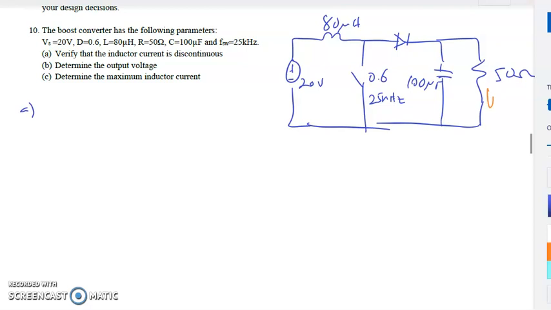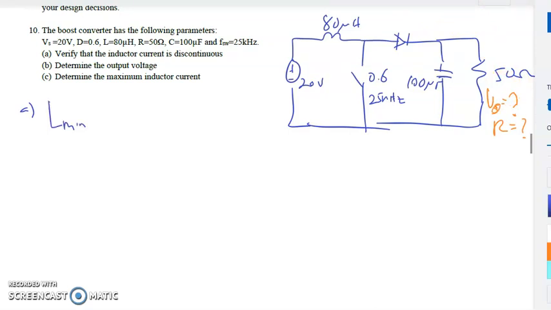So verify that the inductor current is discontinuous. We want to check whether the inductor given here is enough to provide the continuous mode of our load current. Okay, we need to know the source voltage. We need to know the resistor value of our load. This is the value given. The source voltage we calculate later.